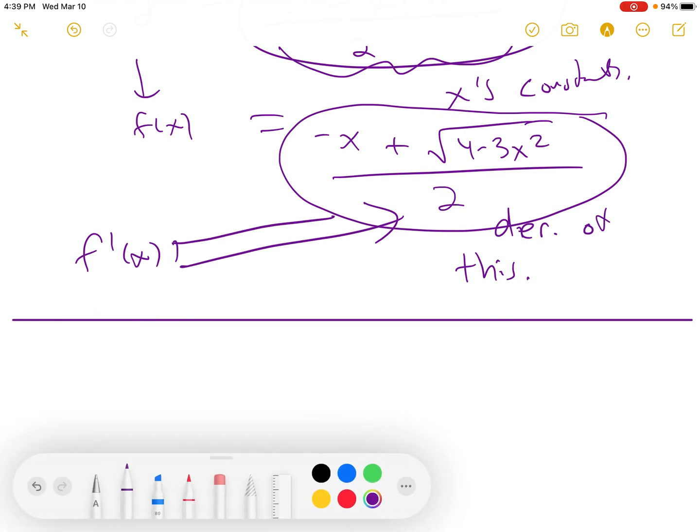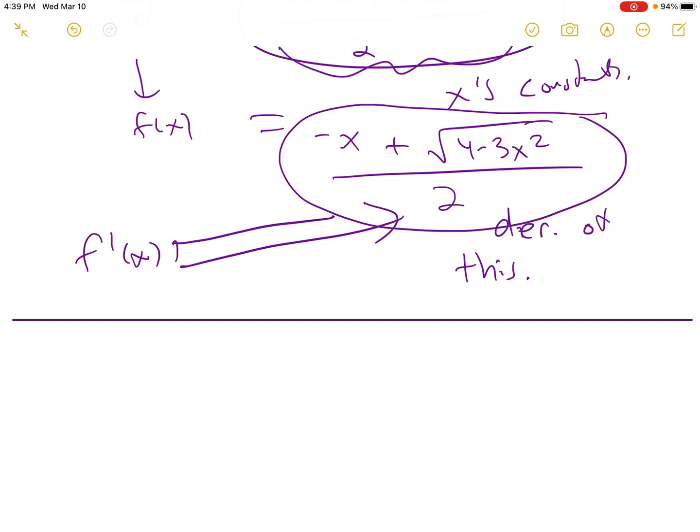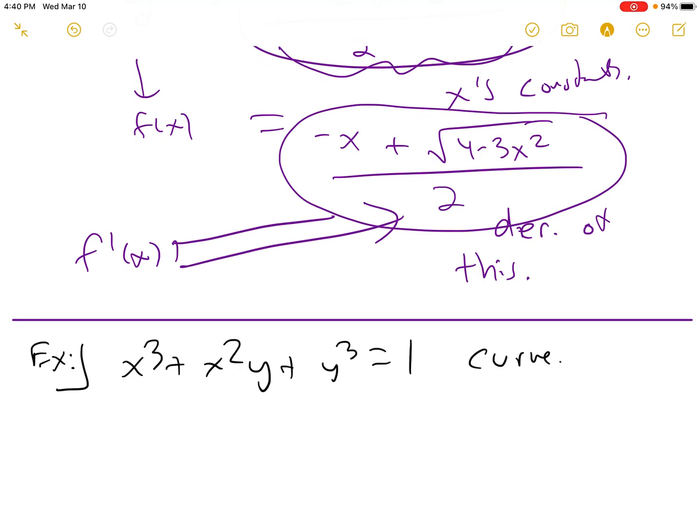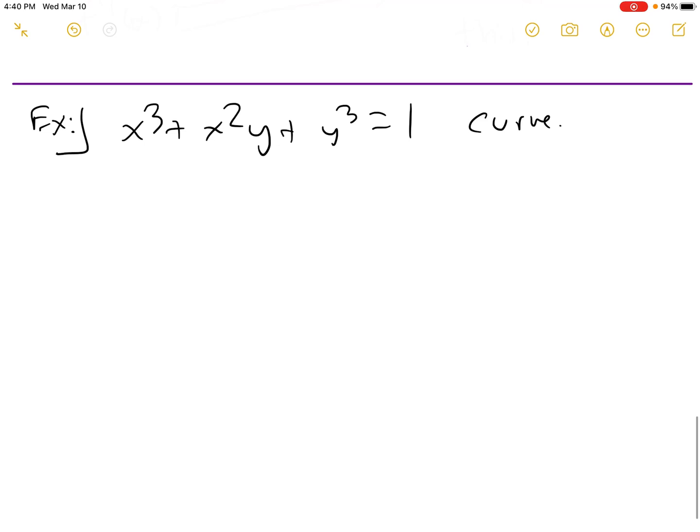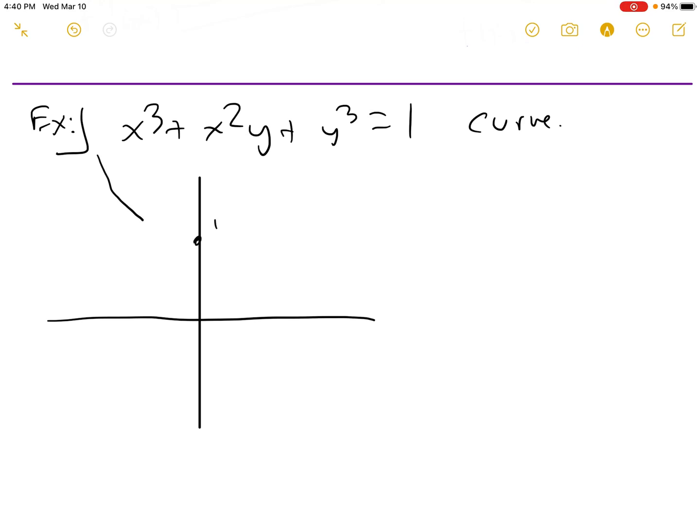Let's take another example. Same question. And now I have something like x cubed plus x squared y plus y cubed equals 1. This is a curve. Okay. I use Desmos to graph it. It goes like this. It does a weird funky thing here like this, and then it comes down like that. Okay.